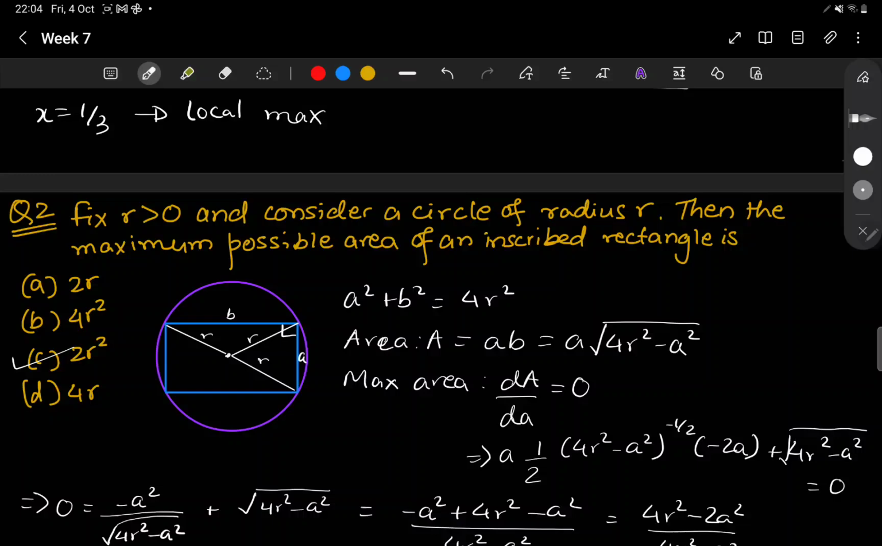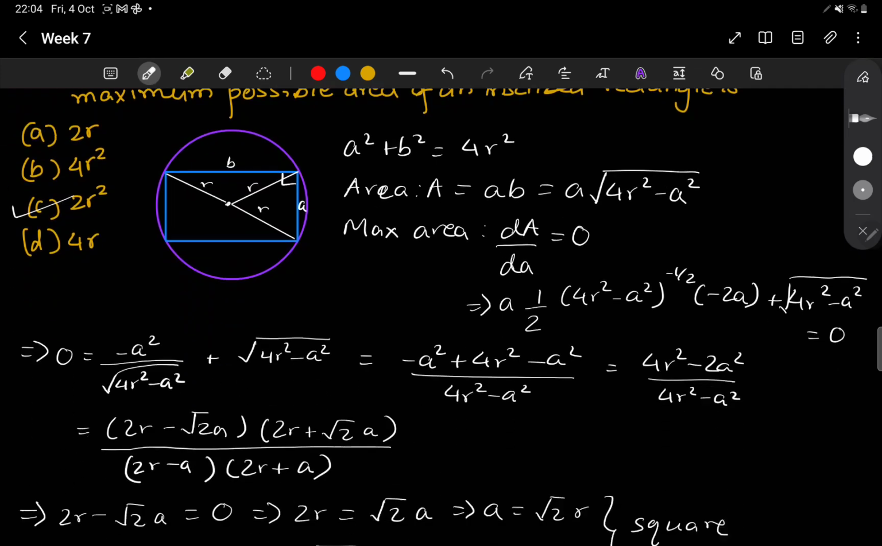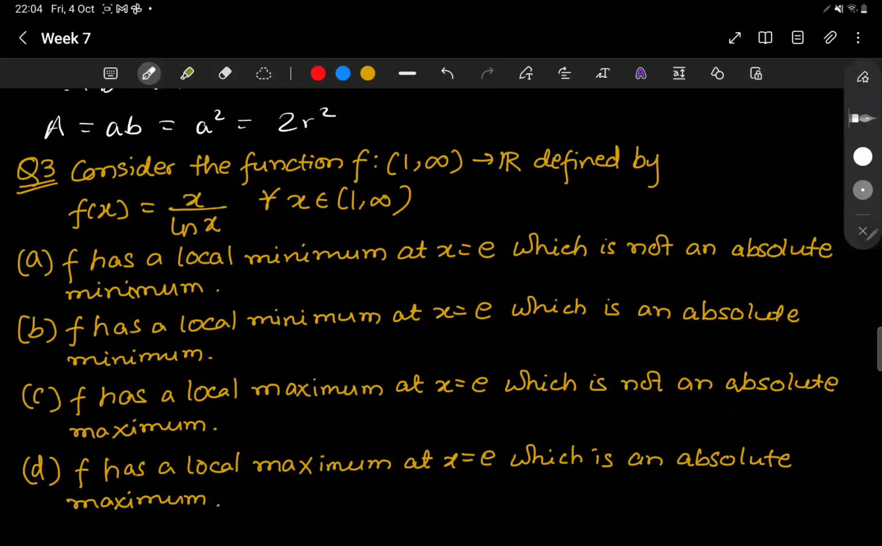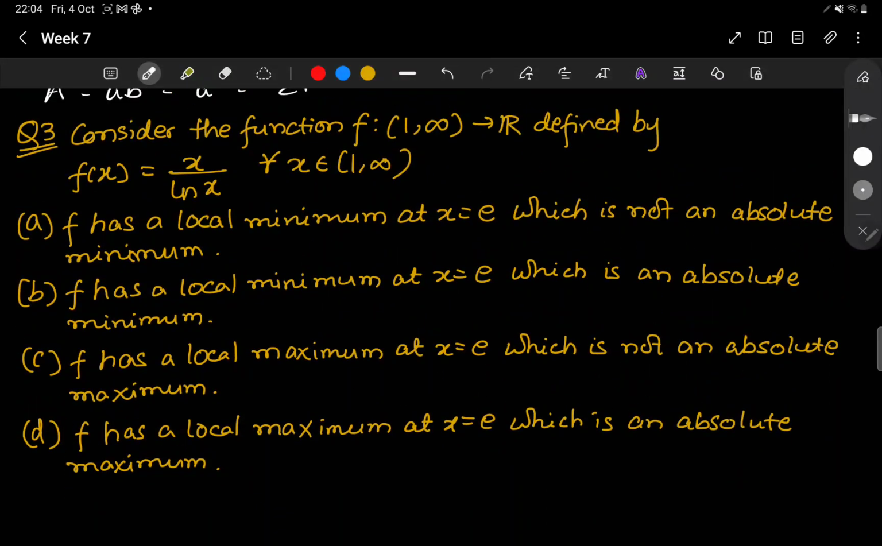And just by looking at it, you could say that options A and D are incorrect because the dimensions are not correct. The dimension for area is length squared. So it should be in terms of r squared, whereas for A and D the dimensions are simply length. Okay, so now we proceed to the next question.